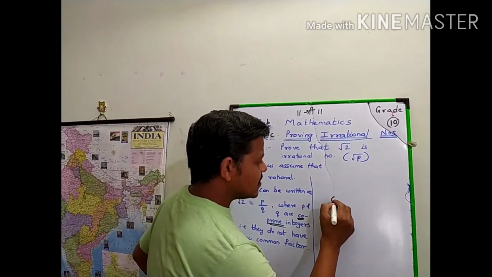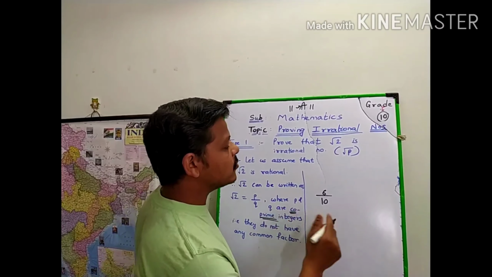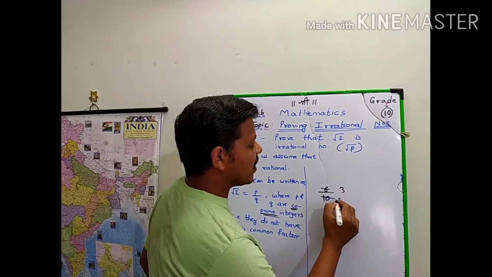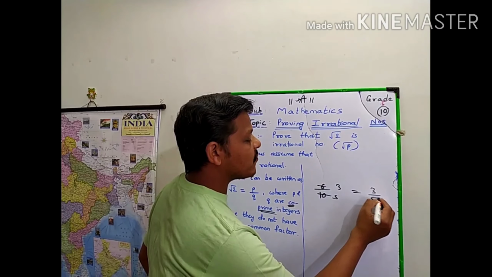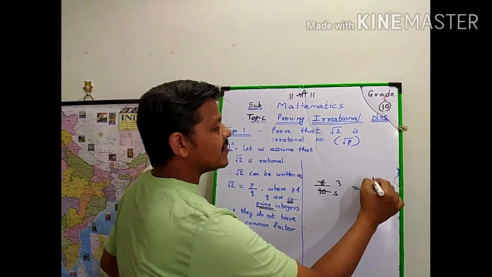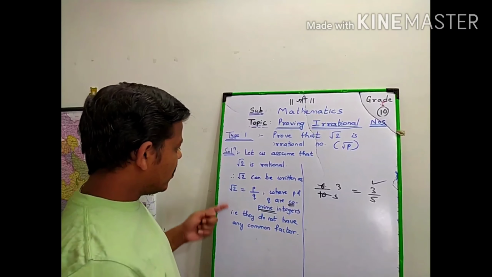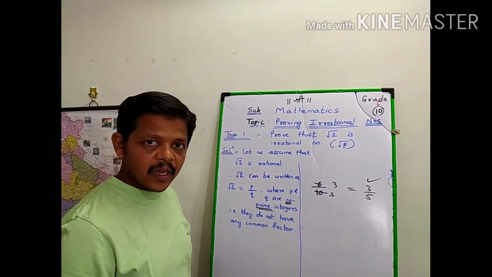See children, 6 upon 10 is not actually a rational number in reduced form. What will we reduce it to? 2 threes are 6 and 2 fives are 10. The original number is 3 upon 5 and 6 upon 10 was the equivalent number. So we are dealing with these kinds of numbers, co-prime, which do not have any common factor. So root 2 becomes p upon q.